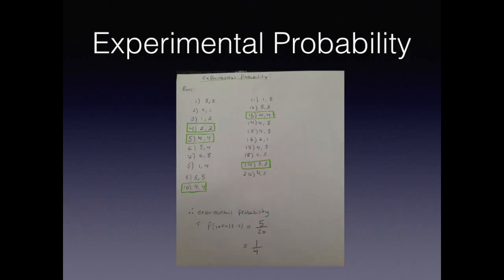For the experimental probability, I rolled the other 2 dice 20 times. Within those 20 times, 5 times there were pairs, on rolls 4, 5, 10, 13, and 19. So therefore, the experimental probability of getting a Yahtzee or a full house, given that there were the 3 ones, is 5 over 20, or 1 over 4.